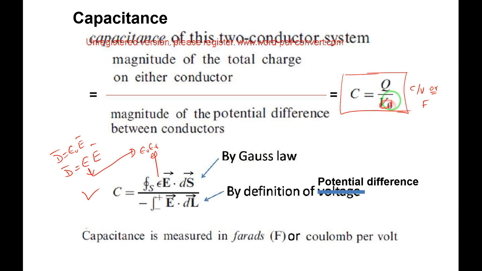And in the denominator, by the definition of potential difference, we can write it as minus the integration from the initial position to the final position. The initial position is from the negative conductor, metallic conductor M1, to M2, so the integral of E dot dl. We can express it this way also. And we measure the capacitance in terms of farads, not coulomb per volt. The practical unit we will be using is farads.